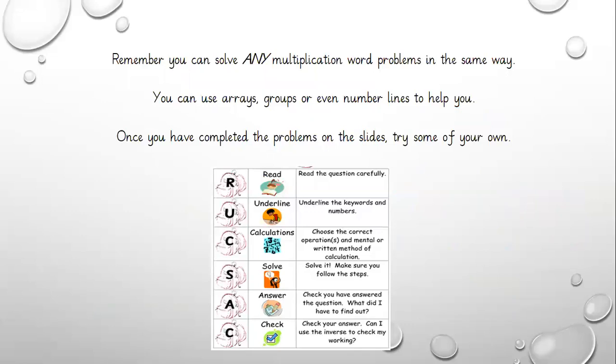Remember, you can solve any multiplication word problems in the same way. You can use arrays, groups, or even number lines to help you. Once you have completed the problems on the slides, try some of your own. Remember always to use rucksack so that you follow the steps and arrive at an accurate answer.